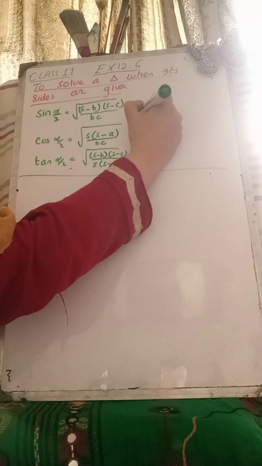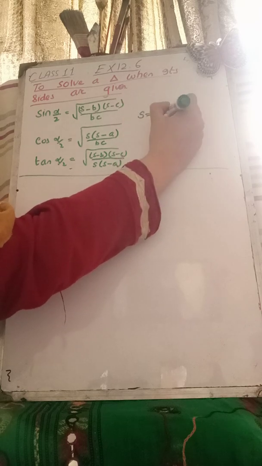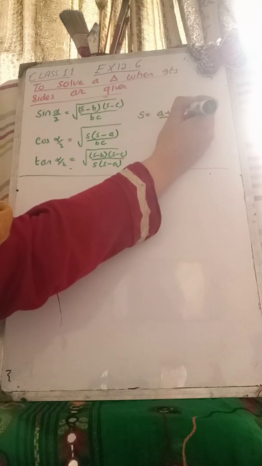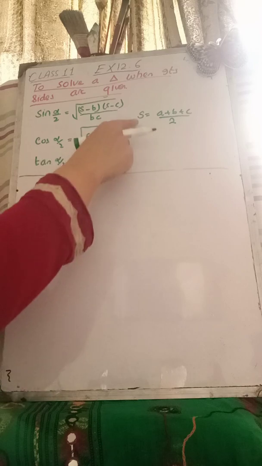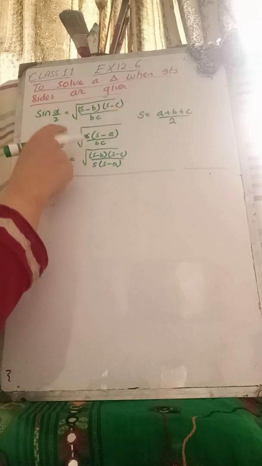Sine alpha by 2 is equal to the square root of S minus B into S minus C over BC, where S is equal to half of the sum of all sides, which we have already learned in the junior classes also. S is equal to half of the sum of all the sides of the given triangle. So you can find alpha by using this half angle formula.